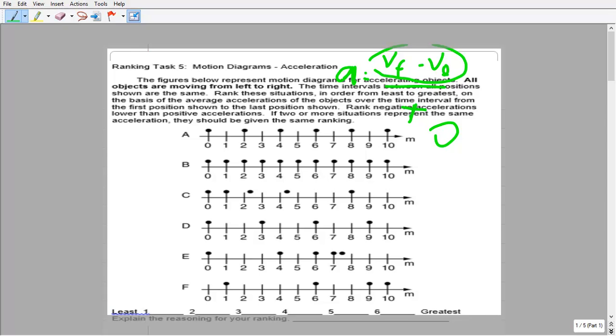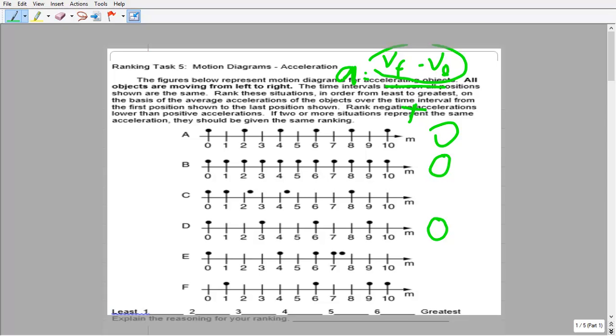Notice that in B, yeah, the speed might be different, but isn't that object moving at a constant velocity? Was its final velocity the same as its initial velocity? You betcha. And therefore, 0. And so you can tell the objects that are moving at a constant velocity by the spacing of the dots. If the spacing is the same throughout the motion, you've got an object that's moving at a constant speed and therefore an acceleration of 0. So A, B, and D all have acceleration 0.